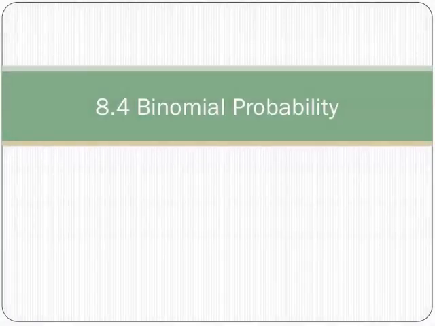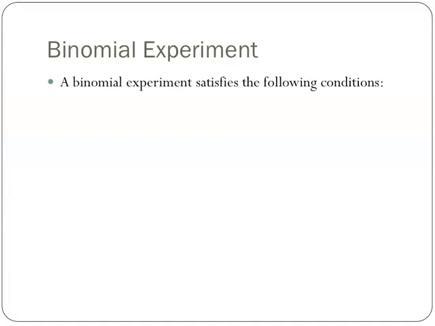Today we're going to talk about a particular type of probability called binomial probability. Now this is finding the probability of what we call a binomial experiment. Now what is a binomial experiment? We're going to talk about that first. So a binomial experiment satisfies the following three conditions.